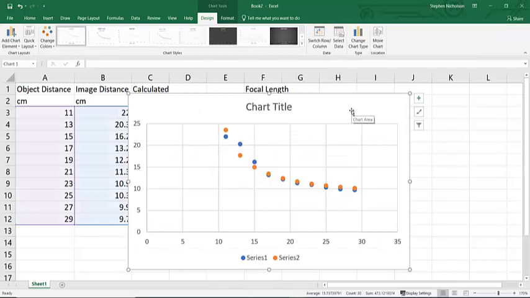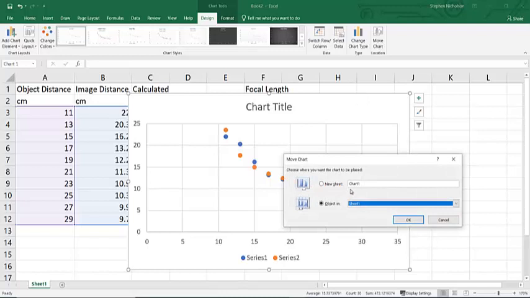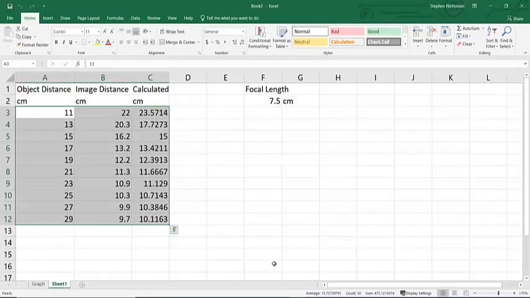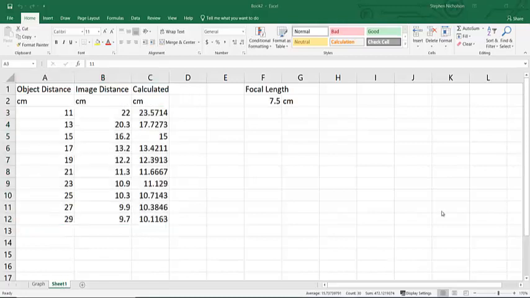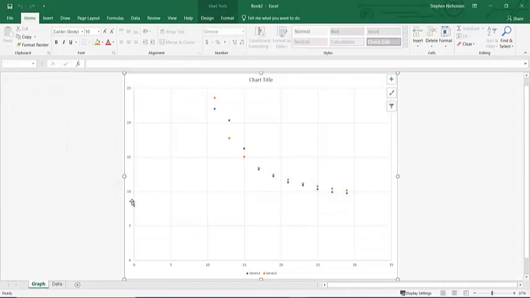And let's right click on the chart, move chart, do new sheet. So we can just say it's a graph. And it's a graph. Let's double click on the label for the sheet. Call that data. Okay, let's go back to the graph. So we're going to have to make some changes.